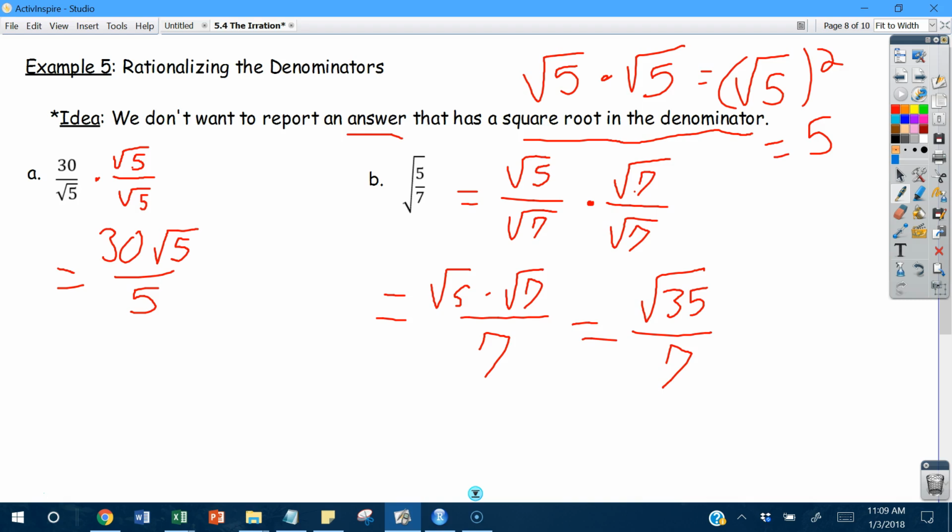So rationalizing is something you got to look out for when you're working with radicals, because at the end of the day, if you have a square root in the denominator, it's just not considered an appropriate way of reporting that answer. But the nice thing is this method works pretty much the same every time. You just multiply this denominator by itself, square root goes away. We do that same thing over here, and that's it.